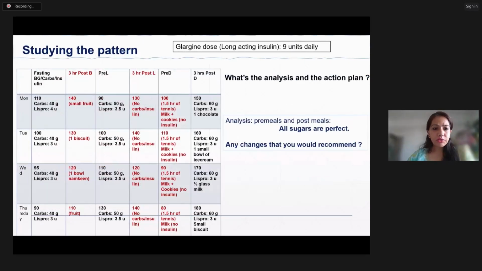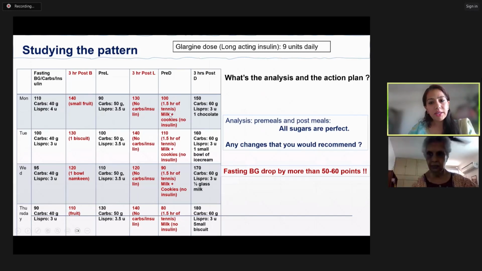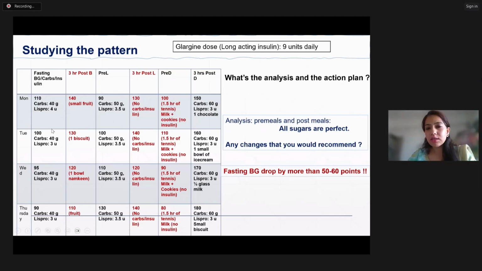So now let's look at this one. All the blood glucose here are normal. All sugars are perfect here. Any changes that we would recommend? Let's look at this. So here, the post-dinner blood glucose is in the range of 150, 180, but the child is waking up with a 90 and 100. So there is a drop in the blood glucose by 50, 60 points by the time they're waking up. So this is a significant drop.